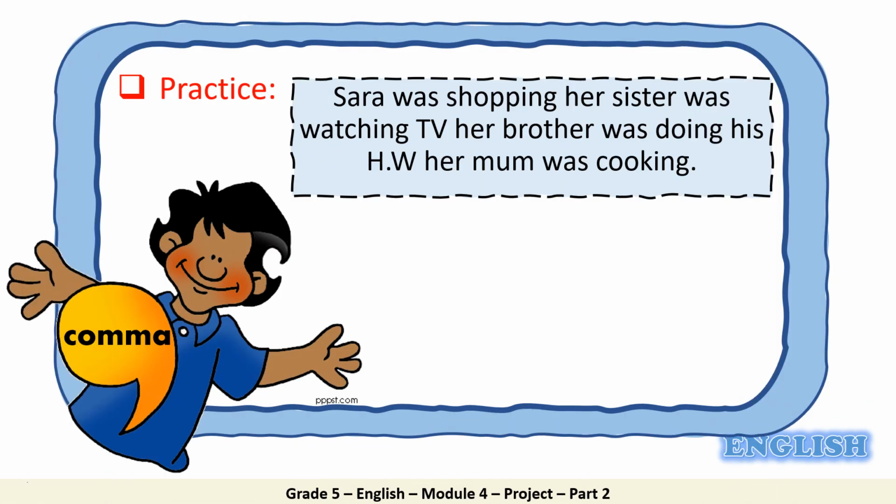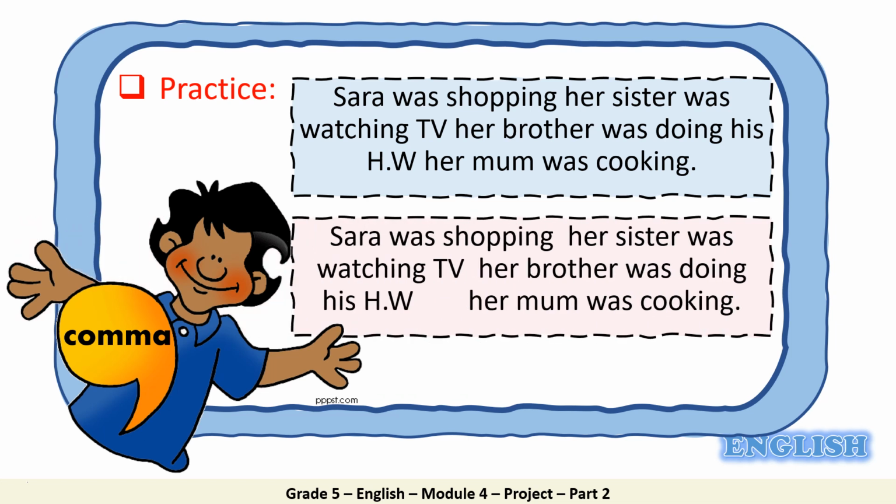Okay, let's check. We have 4 items in this sentence. Sarah was shopping, her sister was watching TV, her brother was doing his homework, her mom was cooking. So, we should put a comma after each item, like this, and we should put the word and before the last item.